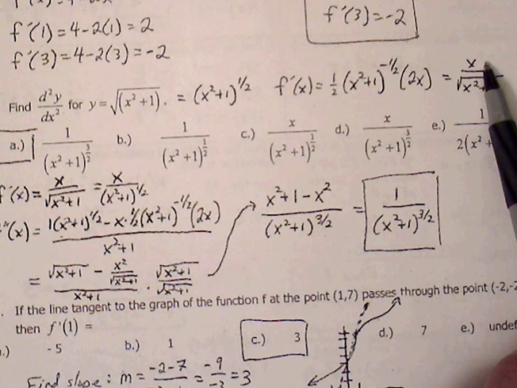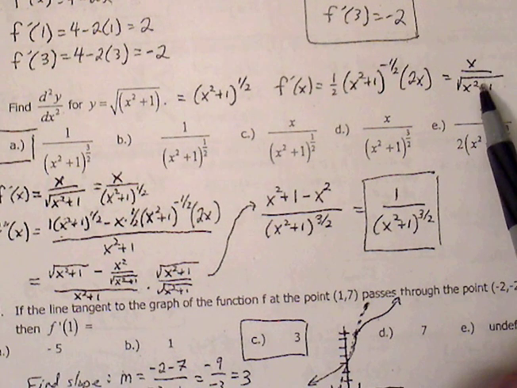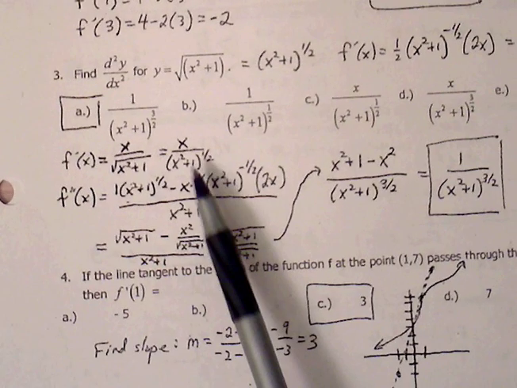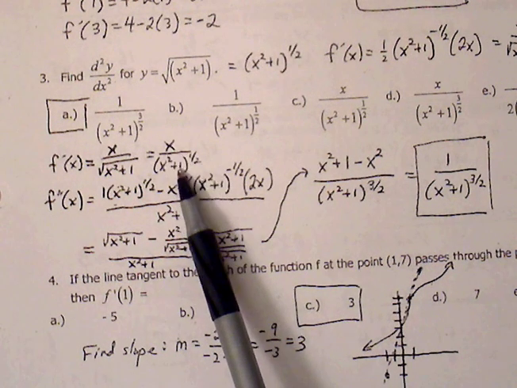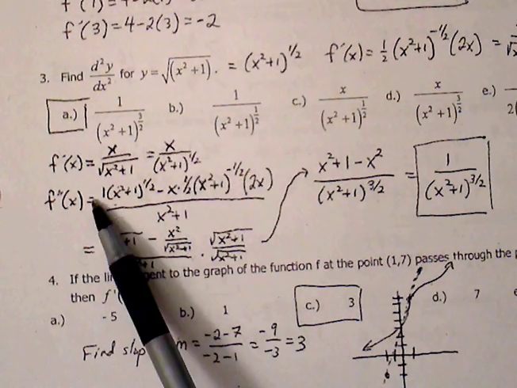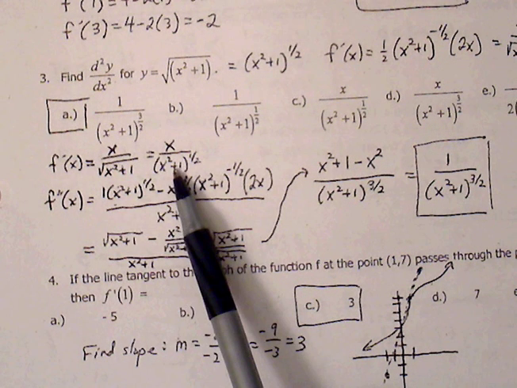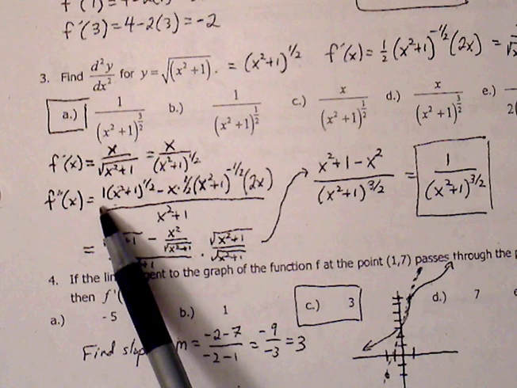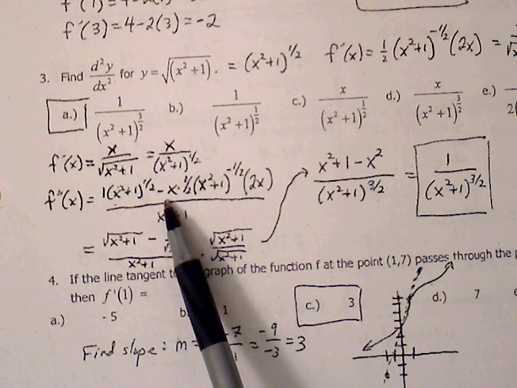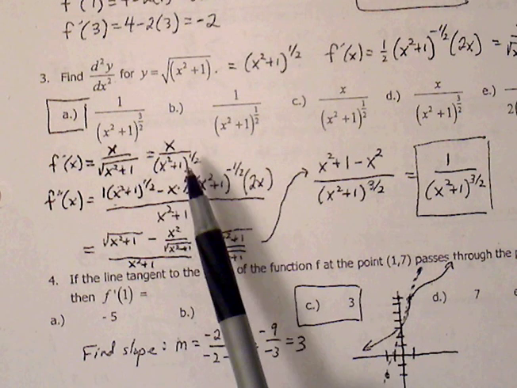Quotient rule says f prime g minus f g prime. So here is my derivative written out as rational exponents. So f prime g, so x becomes 1. The g function remains the same. Okay, so f prime g minus f, that's x, times g prime.